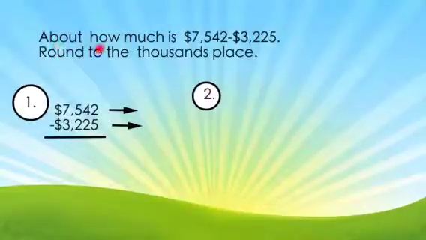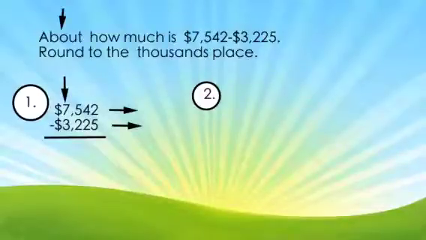It says, about how much is 7,542 minus 3,225? Round to the thousands place. Okay, if we didn't see this round, we would know that we still needed to round because of this word right here. About. About tells us that we're going to round. So, what we need to do now is round to the thousands place, and of course we're subtracting, it says so right here. So here's my problem already written out, and I'm going to round to the thousands place.